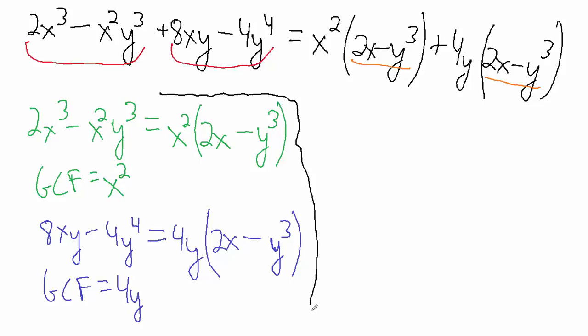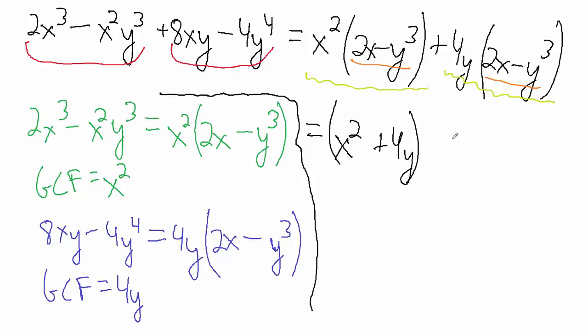So let's separate this off here. One last step to do, remember, a common factor. We have two terms. Here's one term, x squared times the quantity 2x minus y cubed. Here's another term, 4y times the quantity 2x minus y cubed. These two terms have a factor in common: the quantity 2x minus y cubed. So we're going to pull that common factor out, and what's left over? Well, this x squared is left over, and this plus 4y is left over.